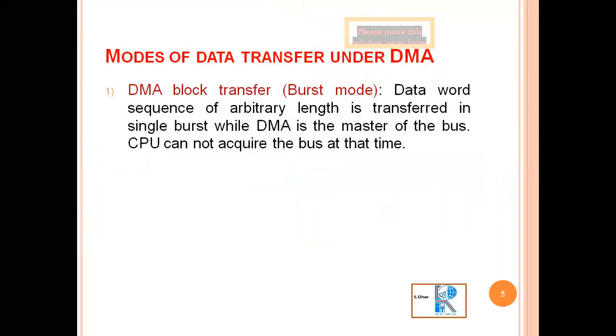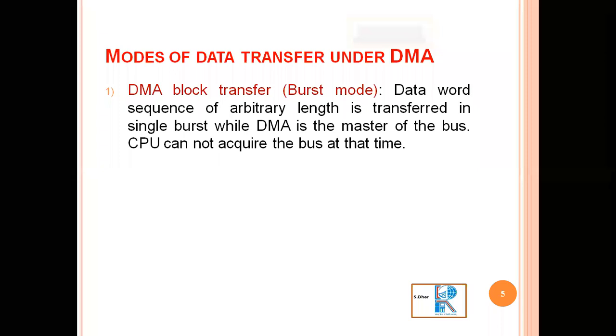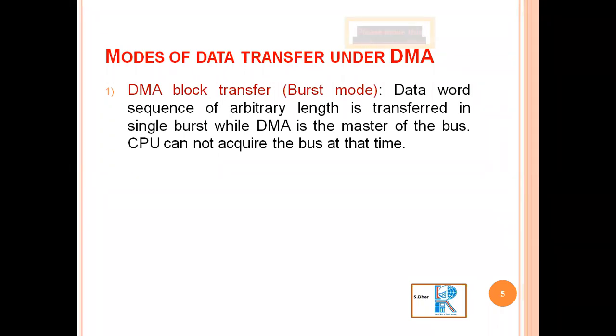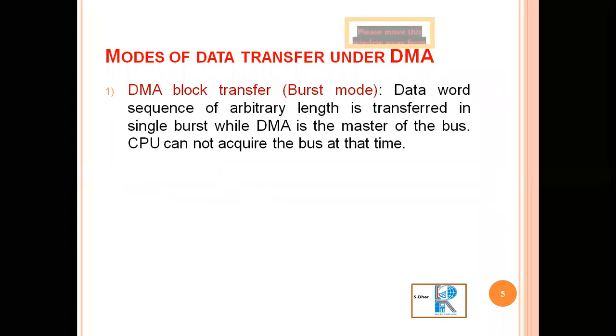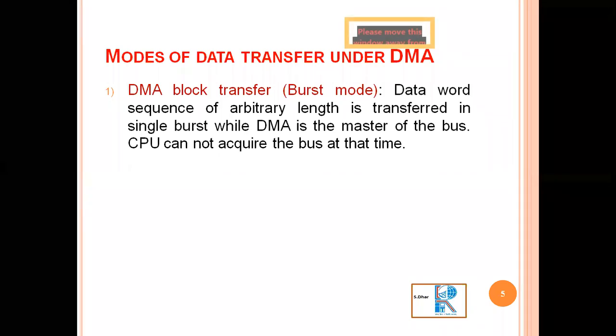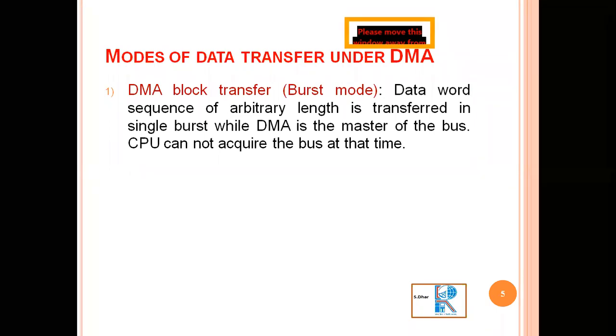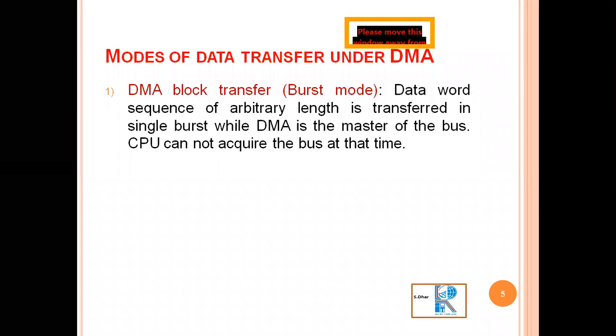Now this is the transfer mode of the DMA. I have already told that DMA can transfer the data without the intervention of the CPU. But suppose the CPU is doing some work, that means the CPU is using the address, data, and control bus of a system. Clear? Then what are the transfer modes?